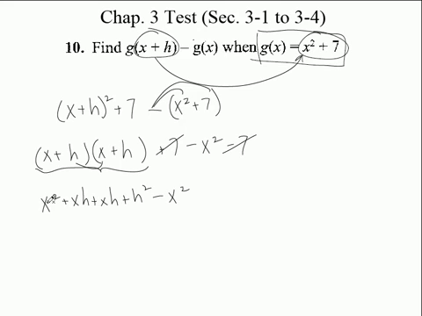Let's see what we can do now. I see another one, don't you? X squared and then a minus x squared. So they add up to 0. And then you just add some like terms right here. This is 1xh plus 1xh. If I got 1 plus 1, that gives me what? 2xh. And then plus, what else is left? H squared. That's all I can do with it.